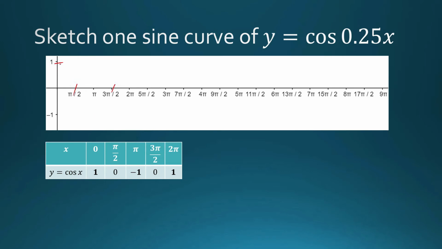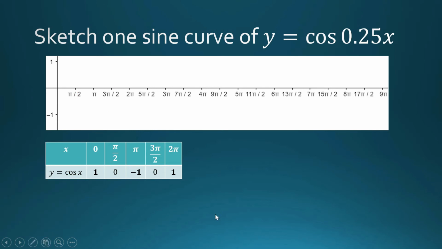Okay, so right away, you can now draw a smooth curve. What is cosine of pi? It's -1. And then that is an x-intercept. You just connect it. What is cosine of 2 pi? It's again equal to 1. So that is one cosine curve for your function y is equal to cosine of x.